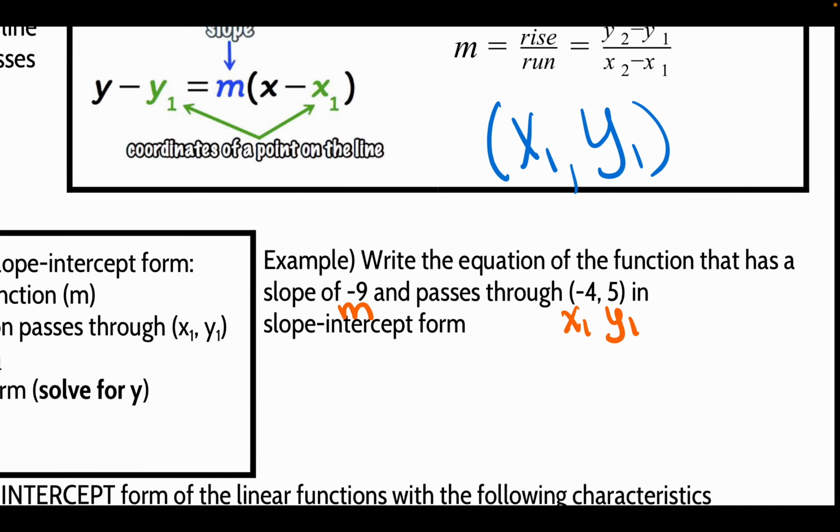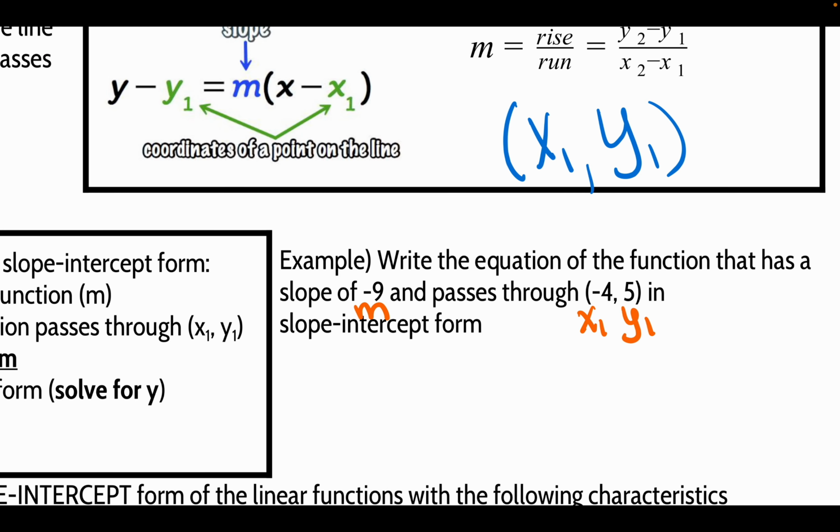I'm going to zoom in. So we have y minus y1, which is 5, equal to m, which is -9, times x minus x1, which is -4. Notice how we have two negatives in a row. That is a positive, so you're going to put a plus.